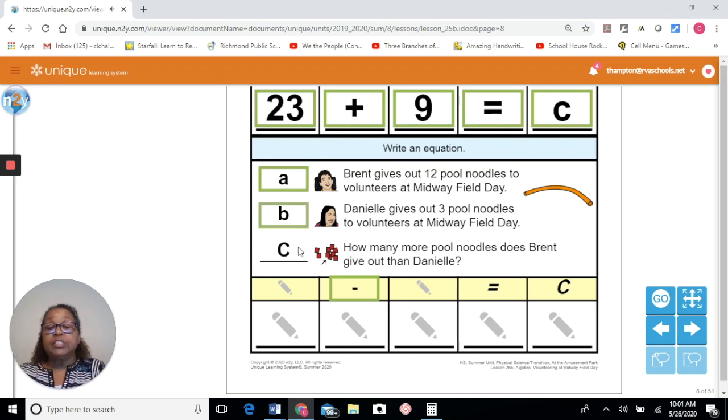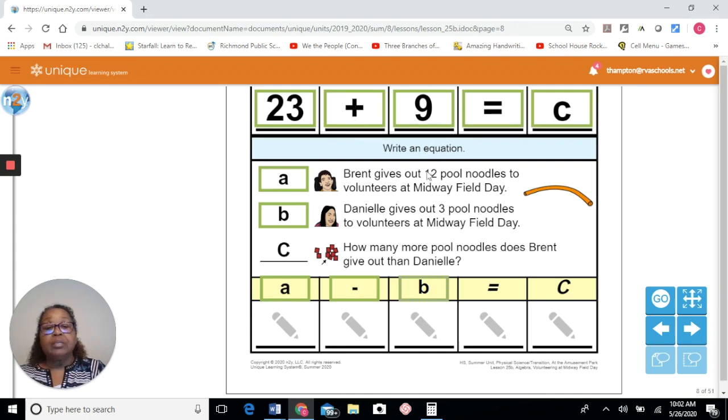We have our expression. A, and our operation now is going to be subtraction because of the language. How many more than? So we're using subtraction. A minus B will equal C. That is our expression. Now let's start substituting the numbers.